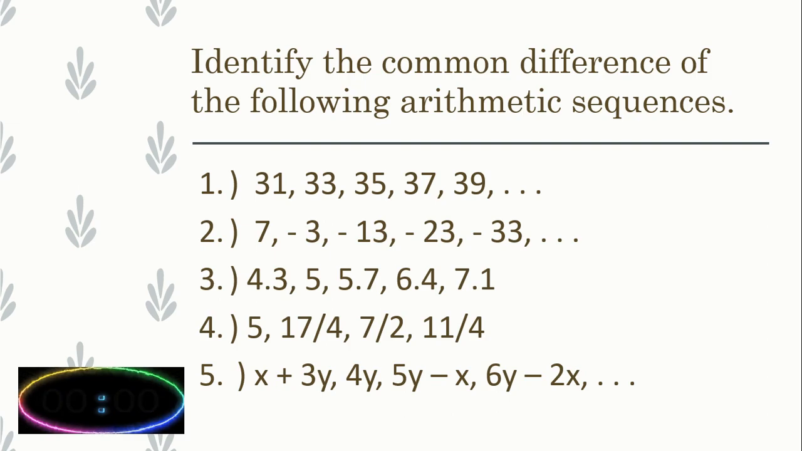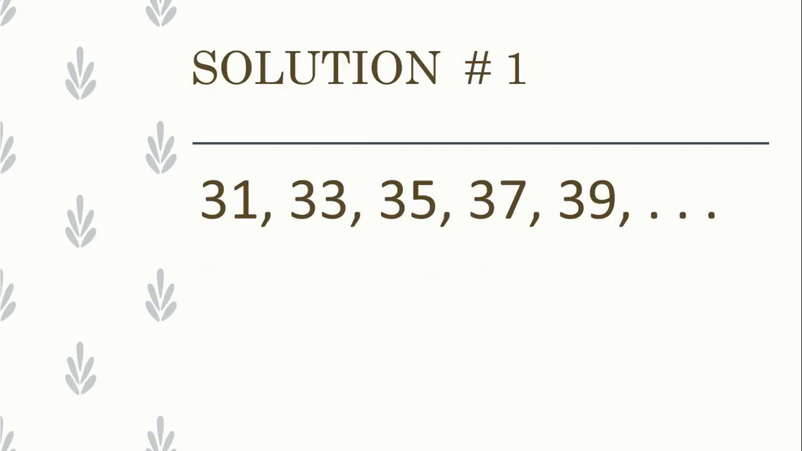Time's up! Let's see whether you got the correct common difference for each arithmetic sequence. Number 1. The first two consecutive terms of this sequence are 31 and 33.